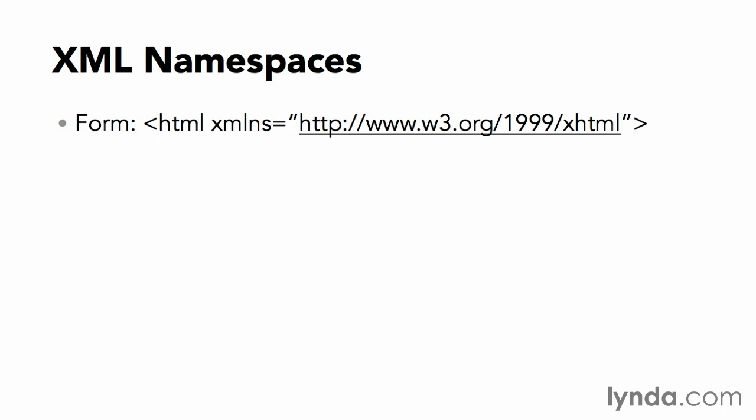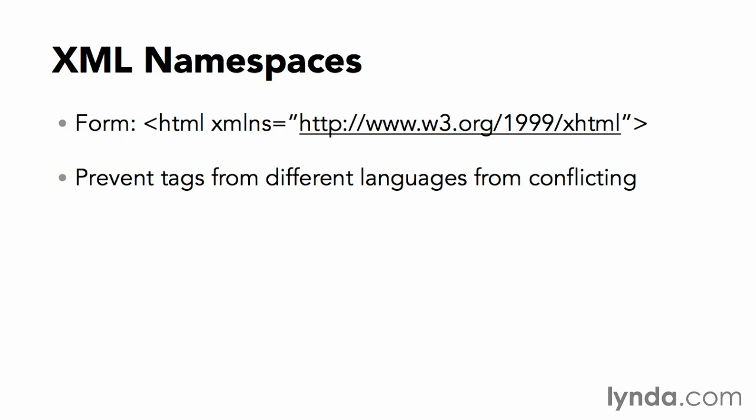XML namespaces are used to prevent tags from different languages from conflicting with each other when you try to use them in the same XML document. Remember, X in XML stands for extensible, so I can define my own tags. Now, if I want to create an XML document that includes tags from different tag sets, there's the potential for someone using the same name for a tag that I've decided to use in my tag set. So let's take a look at an example.